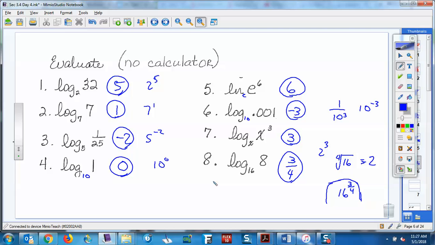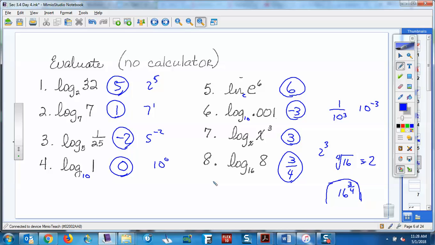So I need the 4th root to get my 2, and then I need to cube it. And remember, the bottom number is your root, top number is a power. So this would be the 4th root of 16, which is 2, then cubed would make 8. So 16 to the 3/4 power would make 8. Okay, so a little bit trickier there with the fraction.